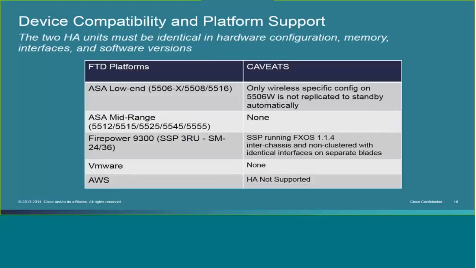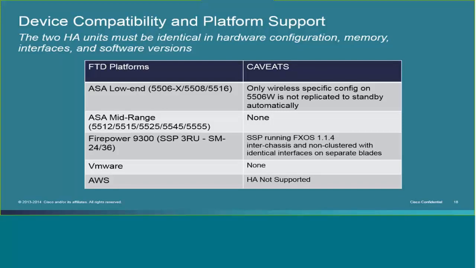So these are the platforms that we support HA on. The thumb rule is that they should be identical units with respect to hardware, software, memory, and number of interfaces. There are certain issues with certain platforms, as in ASA 5506, 5508, 5516. They have wireless modules, so the wireless-specific config is not replicated in the failover. 5512, 5515, 5525, these are NGFWs which as of now have no issue.